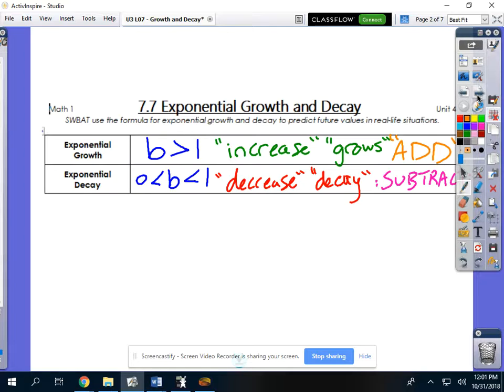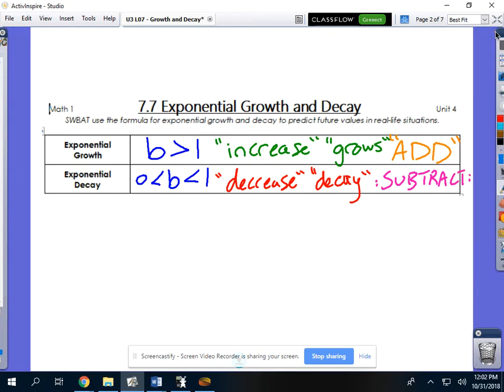You're going to add. For exponential decay, we're looking for our b value to be between 0 and 1. So that's going to be words like decrease, or your function is going to decay. And then that means that you'll be looking for the word subtract, or you'll actually be using the operation subtraction. So, quick recap again.